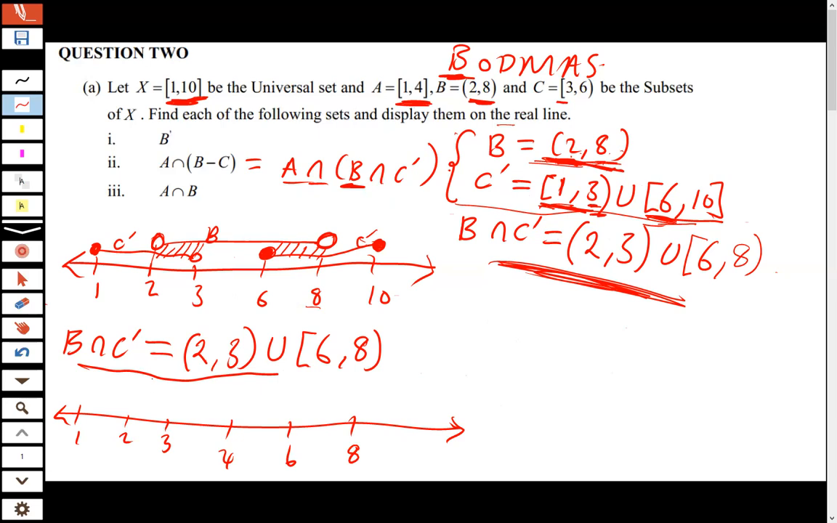So this is the simplest way of solving sets. In short, it's by using the number line. So I will first put my A. My A is from 1 to 4, and it's closed at both ends. So I'm going to close at 1 and 4.